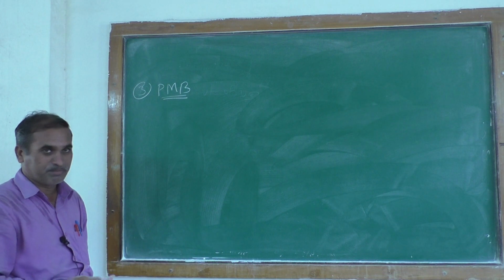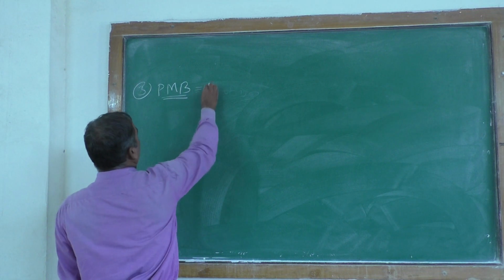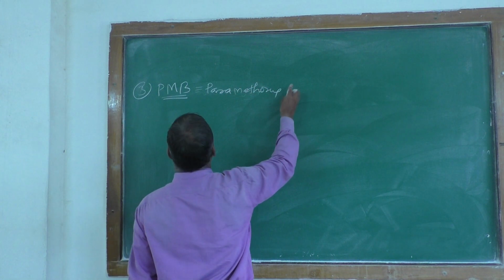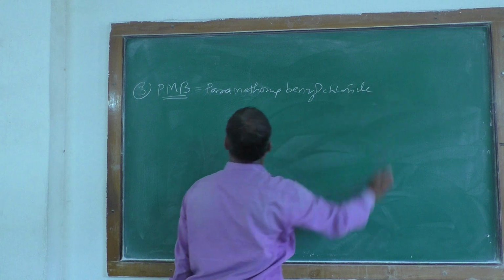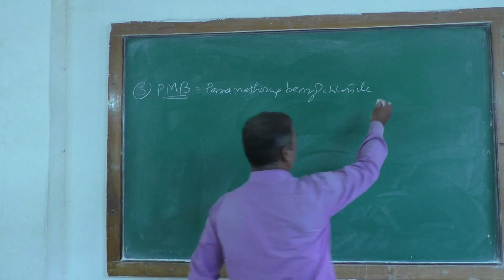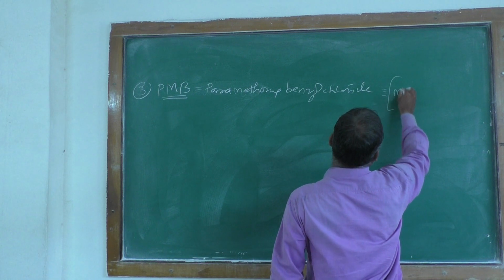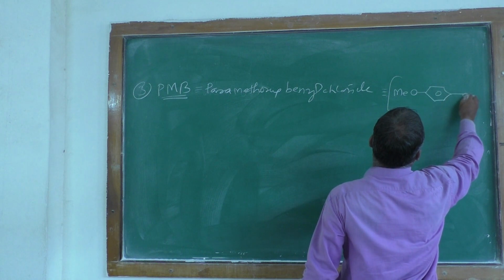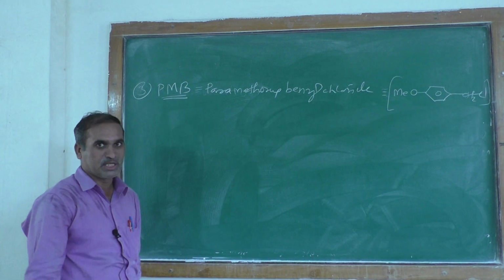So what is the full form of PMB? The full form of PMB is para-methoxybenzyl chloride. That is the name or full form of PMB, and the structure of this PMB will be this one. We can write MeO, then the benzene ring here, and CH2Cl. Everything is the same as what we have seen in the case of benzyl chloride.